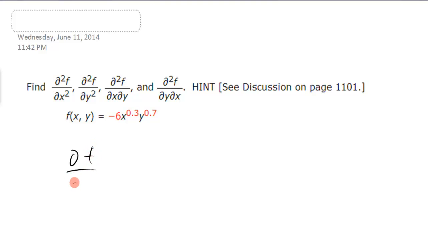We'll start off with the partial derivative with respect to x. Take the derivative of this thing with respect to x. Well, x is the variable and has an exponent of 0.3. So the exponent comes out to the front, making it negative 6 times 0.3, whatever that may be. That's negative 1.8, but whatever. So x now has 0.3 minus 1, which makes negative 0.7. y is a constant, so it just stays the same. There's your first derivative.